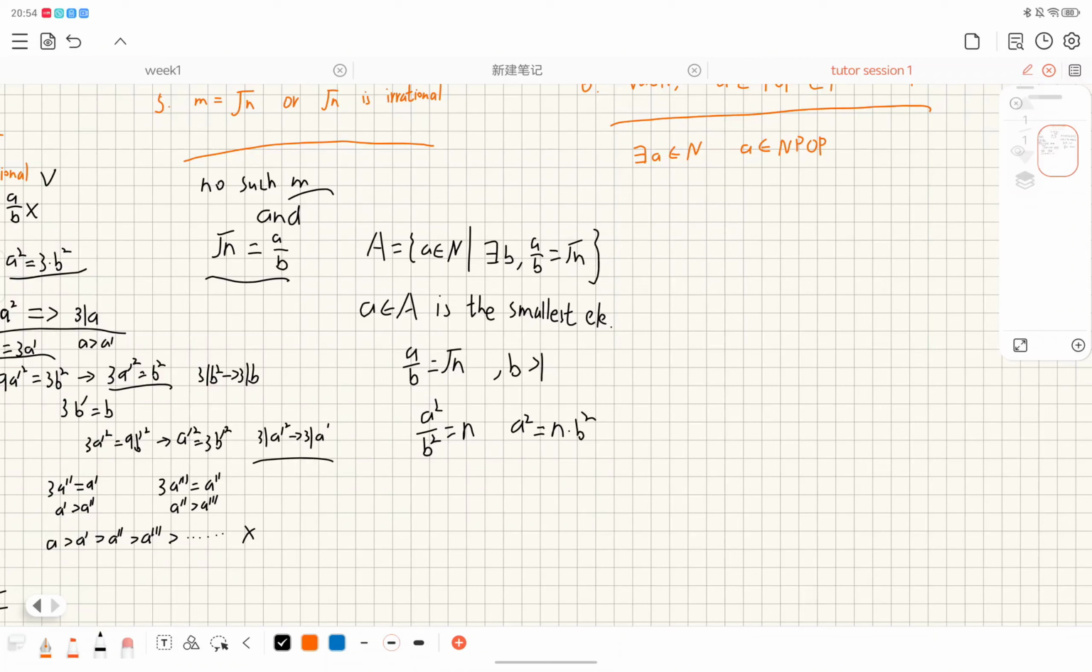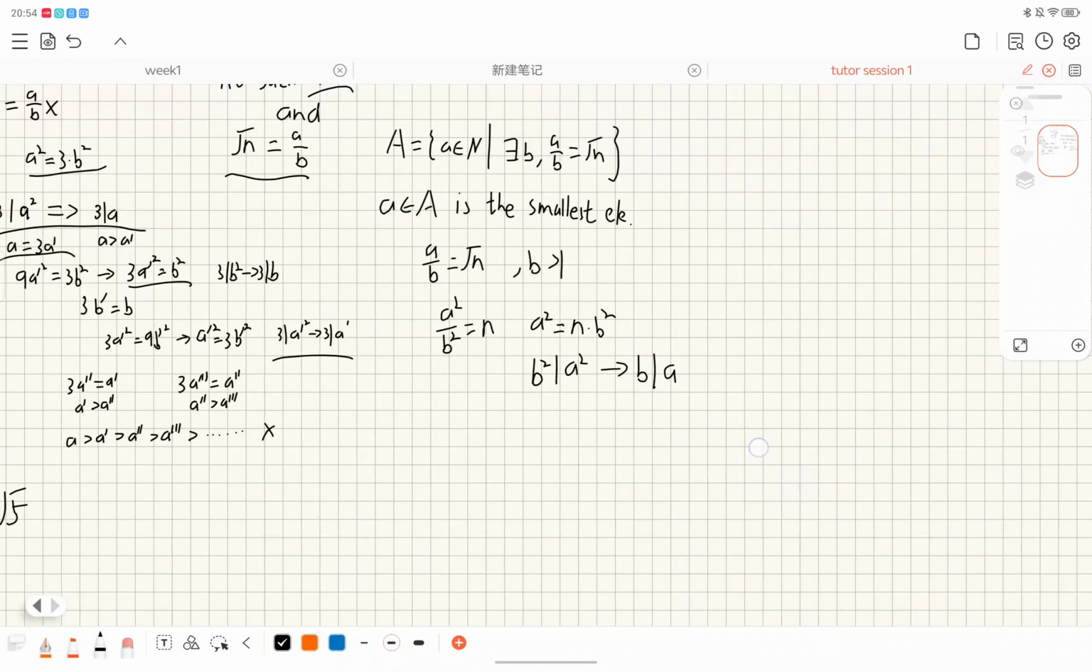And here it means that b square is a factor of a square. So b is a factor of a. Correct, as both a and b are positive natural numbers. So what can we do? We can write a equals b times a prime. So a over b equals b times a prime over b equals a prime over 1.